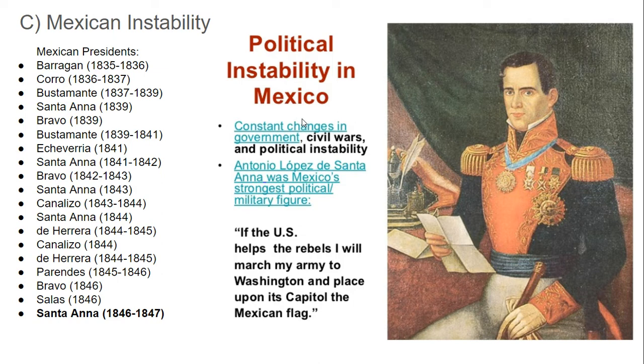But as soon as Santa Anna got to Mexico, he betrayed the United States and used our attempt to annex Texas as a way to get back into power in Mexico, famously saying, if the U.S. helps the rebels, I will march my army to Washington and place upon its capital the Mexican flag. And so, vowing to fight the Americans, Santa Anna becomes president of Mexico again in the aftermath of the annexation of Texas, and he's going to rule throughout the period of the Mexican-American War. So it turns out you can't trust Santa Anna, which we probably should have known, but considering there was going to be war with Mexico anyway, what did we really have to lose? It was a reasonable gamble, I think.